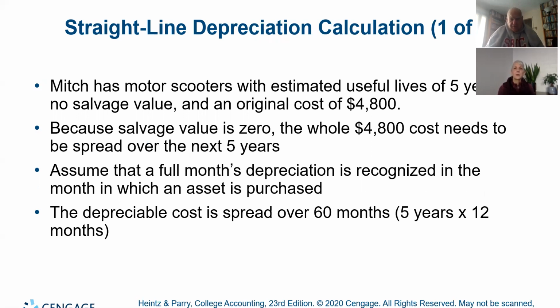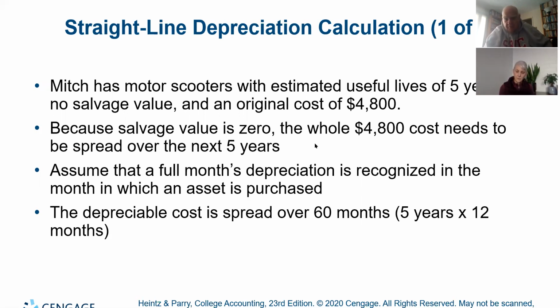Straight line depreciation. This is pretty clear, I think, if you've gone through the chapter. All we're going to do is take the cost of the asset and divide it by the years, and that becomes the annual depreciation. So I'm looking at an asset for $4,800. Salvage value is 0, so there's nothing to subtract. And they're going to be doing this every month, like good companies do.